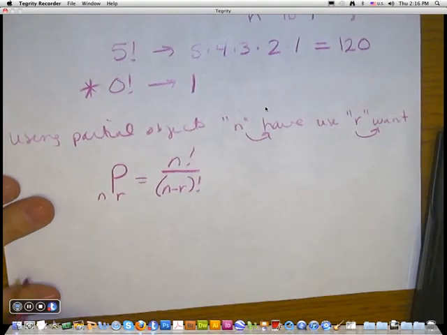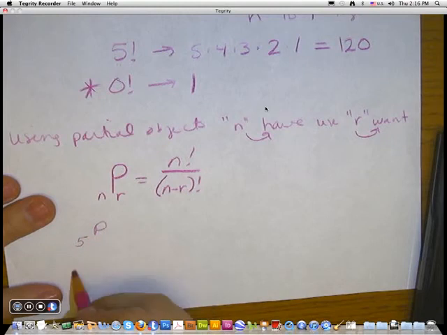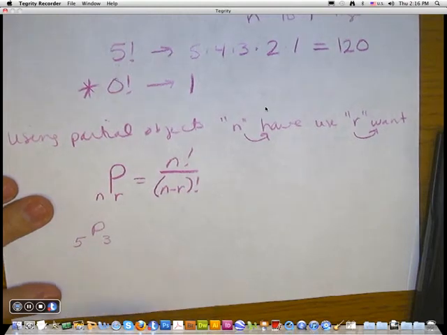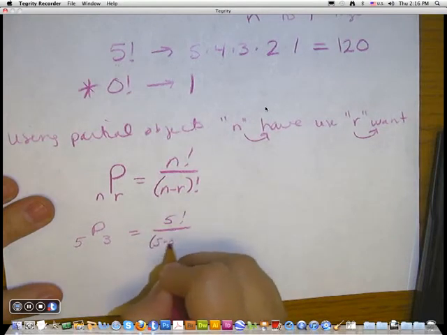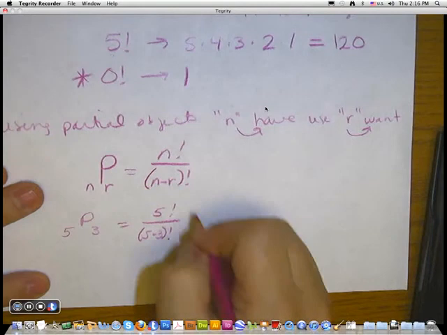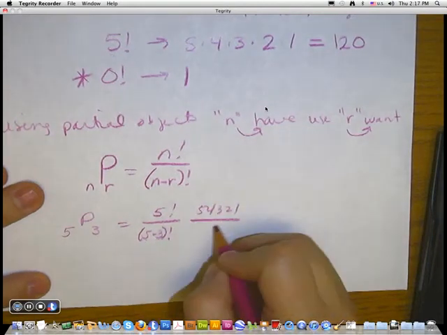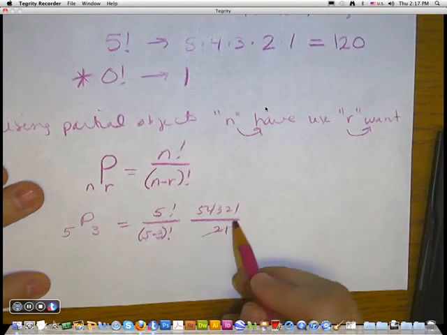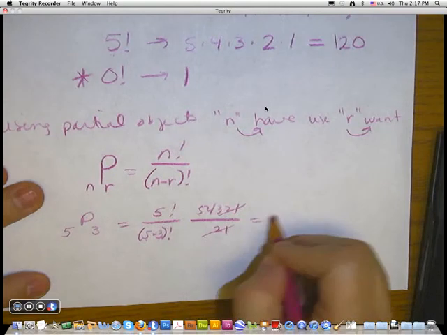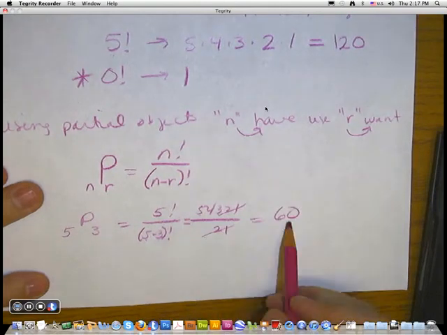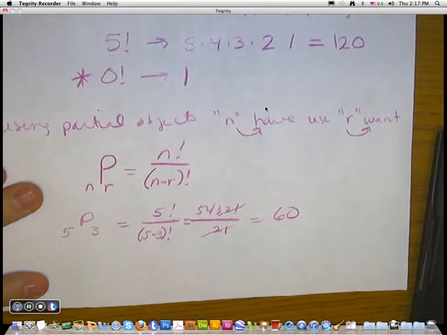All right. I have 5 people, and I want to arrange 3 of them. So that would be 5 factorial over 5 minus 3 factorial, which is 5, 4, 3, 2, 1 over, since 5 minus 3 is 2, 2, 1. Those reduce out, so it's just 5 times 4 times 3, which is 60. There are 60 ways I can arrange 3 people out of 5.